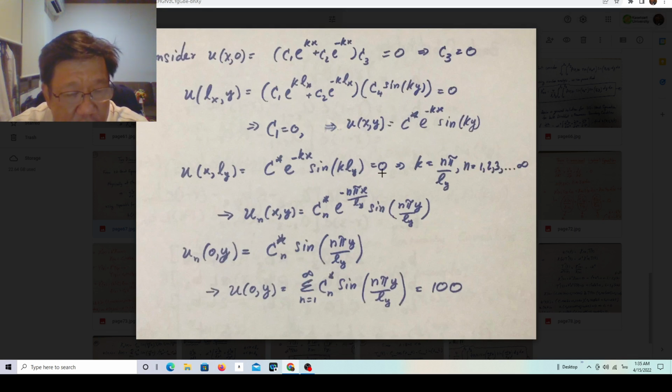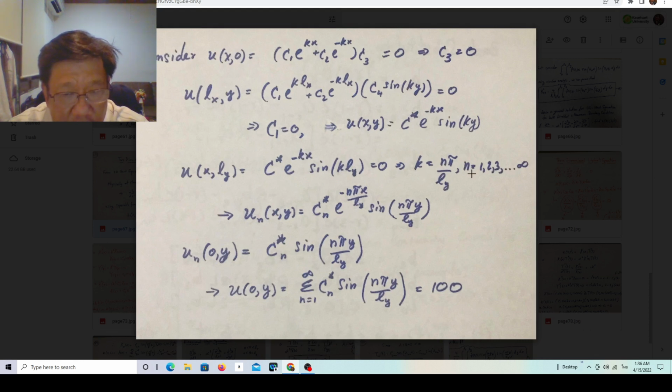This must be 0, and this must be 0 leads you to the nature of the k value here. You can see that the k value needs to be equal to n times pi divided by L_y. Because the only way that for all x this condition is going to be satisfied is that the term sine of k times L_y needs to be equal to 0, because we cannot control e to the minus k times x for all x to be 0. We cannot control the c star down here, but we can control this. This leads you to this condition of k.